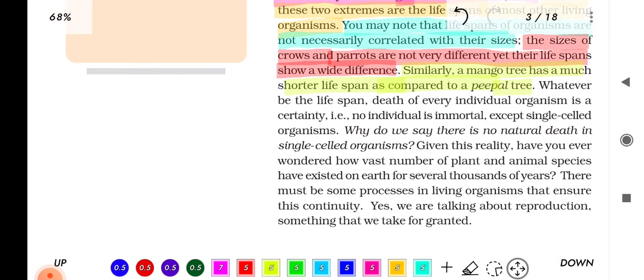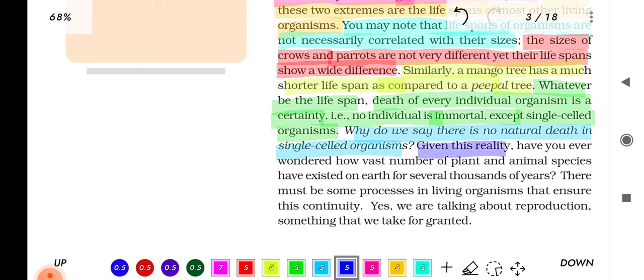Whatever be the lifespan, death of every individual organism is a certainty; no individual is immortal except single-celled organisms. Why do we say there is no natural death in single-celled organisms?